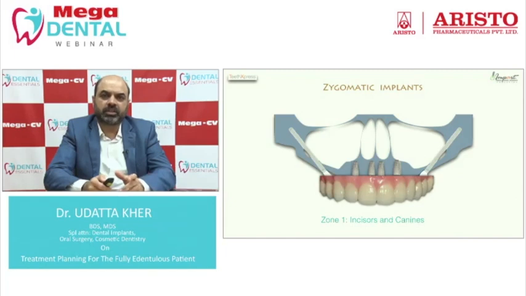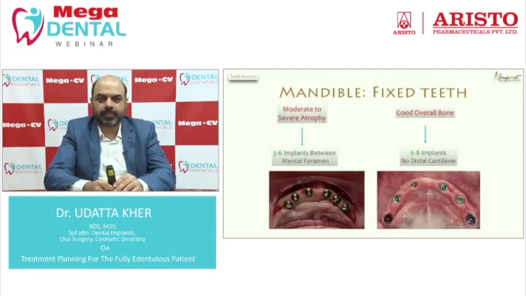So, this is a situation which again, in my opinion, should be reserved only for extreme situations where the rehabilitation of the alveolar bone is no longer possible with any amount of grafting. And then we are looking at doing rehabilitation by using the zygomatic bone for supporting the prosthesis.